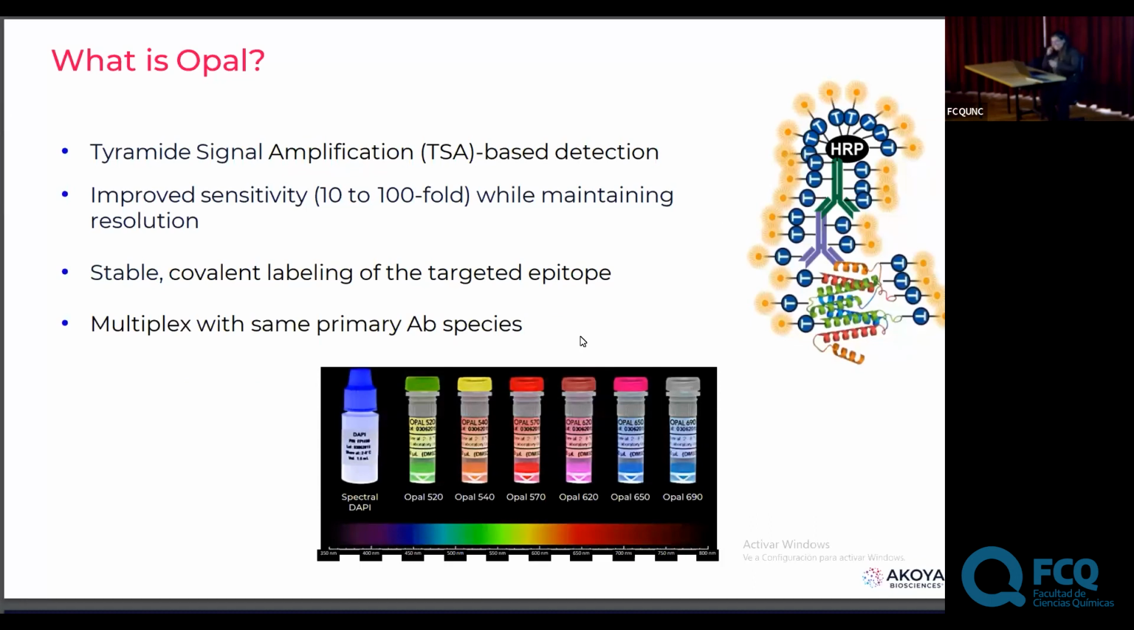So the opals are fluorophores optimized for multispectral imaging, making multiplex results accessible to anyone who works with standard IHC. The opals are tyramide signal amplification-based detection. They have improved signal sensitivity up to 10 to 100 fold while maintaining resolution. They are stable because they are covalently bonded to our target epitope, and it allows us to multiplex with the same primary antibody species.